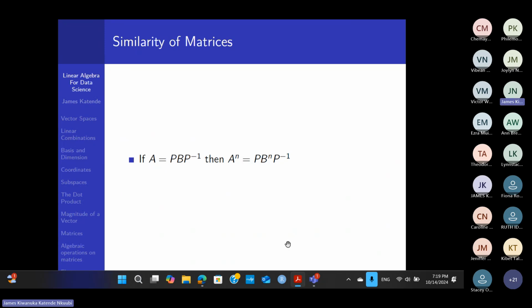Another property that is useful is this one. It can be useful when working with Markov chains, things like population dynamics and so on. It's also useful in systems of differential equations. I don't think we'll look at that, but it comes in handy there. Let's see why this is the case.